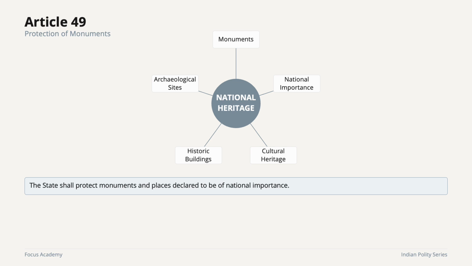Again, Article 49, protection of monuments. Everybody knows what a monument is. So Article 49 talks about protection of monuments. It could be archaeological sites, sites of national importance, cultural heritage, historic buildings. And what are some of the monuments that we have here in Nagaland?